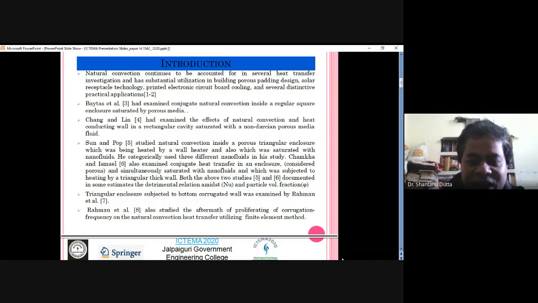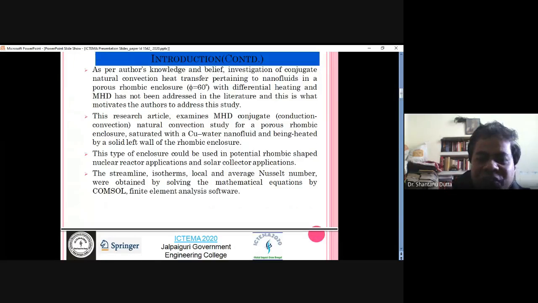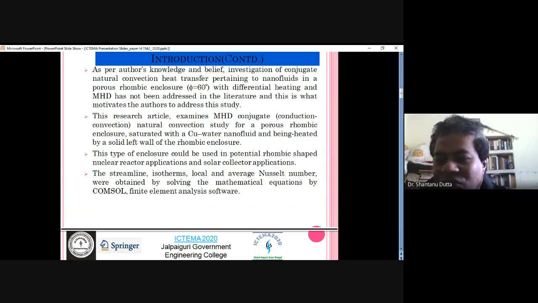Chamkha and Ismail had examined conjugate heat transfer in an enclosure, considering porous media and simultaneously saturated with nanofluids, subjected to heating by a triangular thick wall. A triangular enclosure with a corrugated bottom wall was examined by Rahman et al. Rahman also studied the aftermath of corrugation frequency on natural convection heat transfer utilizing nanofluids and the finite element method. To the best of our knowledge and belief, investigation of conjugate natural convection heat transfer pertaining to nanofluids in a porous rhombic enclosure with differential heating and MHD has not been done.